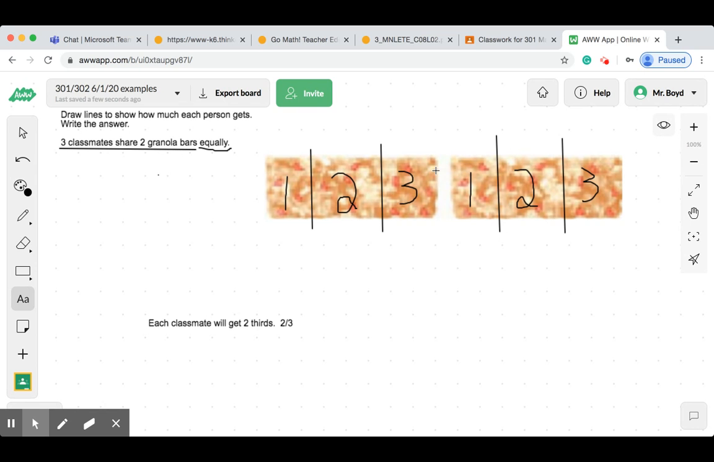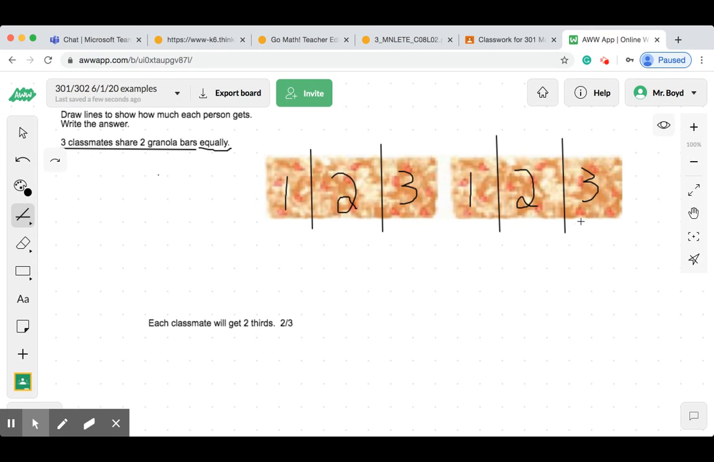Now, if I wanted to draw it a different way, sideways, what I could have done is I could have drawn it this way. But again, I would have had to make sure that 1, 2, 3, all 3 parts are equal. When you're partitioning, you need to make sure that all the parts are equal. And then we want to see how much each classmate got. So each classmate was able to receive 1/3 from the first one. I know it's thirds because it's broken into 3 equal parts.